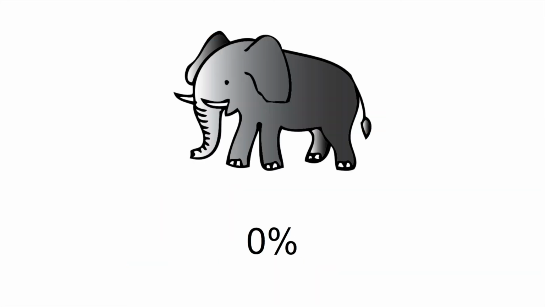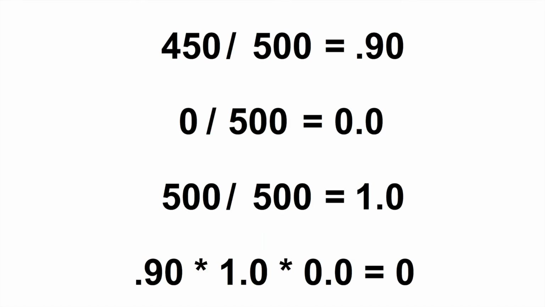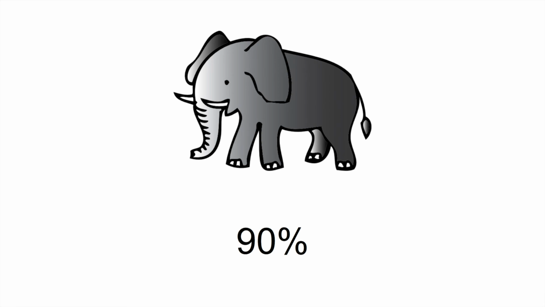But wait, there's a problem. The probability of an elephant will be 0% since at least one of the features is not present in any of the animals. This makes sense, but when the naive Bayes classifier has many features, the entire probability will become 0 since one of the features' value was 0. In order to avoid this, the classifier would increase the count of the variable with 0 to 1 in the numerator, so the probability would never become 0. This method is called Laplace correction. So in our example, the elephant would actually have a 90% probability.